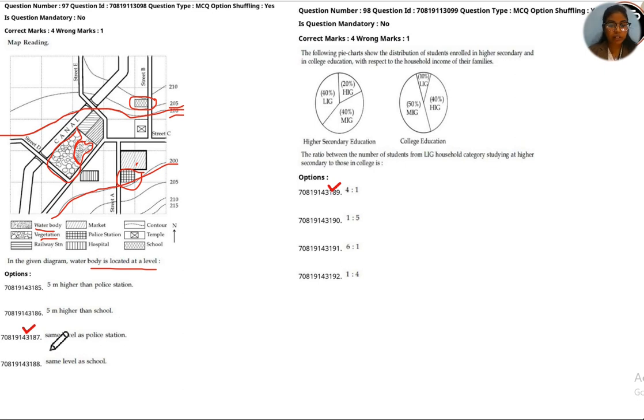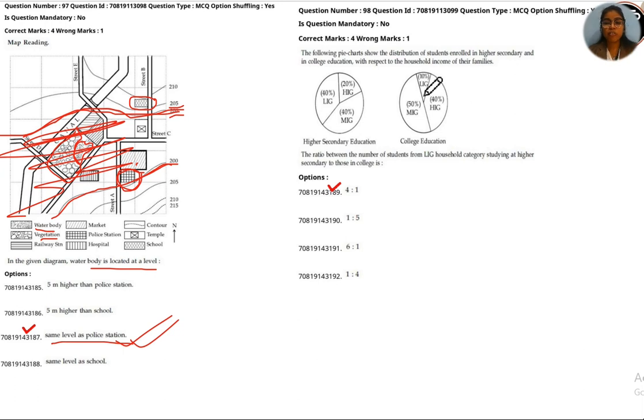Next you have same level as the police station. So this is the correct answer. See, the police station is over here. A contour line of 2000 is running over here also and here also. So this complete land is at the same level. Okay. So that's why option number C is your correct answer.